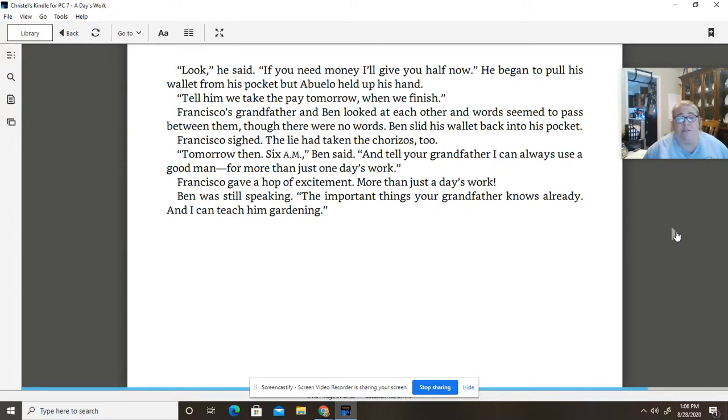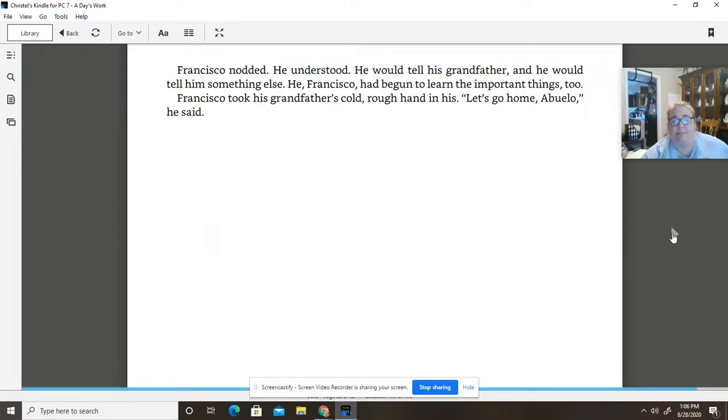Francisco gave a hop of excitement. "More than just one day's work," Ben was still speaking. "The important things your grandfather knows already, and I can teach him gardening." Francisco nodded. He understood. He would tell his grandfather, and he would tell him something else. He, Francisco, had begun to learn the important things too. Francisco took his grandfather's cold, rough hands in his. "Let's go home, Abuelo," he said.